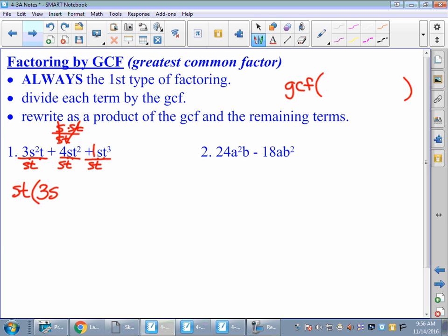In the second term, we'll have a 4, a positive 4. The S's cancel out, and then a T squared over a T. I have 2 T's on top, 1 on the bottom. I'll have 1 T left over when I divide.